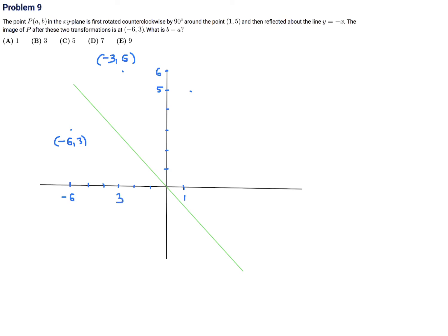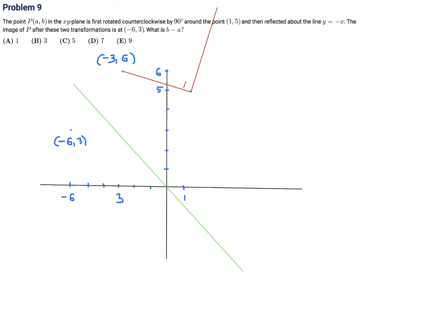Now we've got to get into the final thing, which is we have to rotate some point about (1, 5) by 90 degrees. So we have to rotate it like that. I'm not sure where it is, but somewhere approximately here.